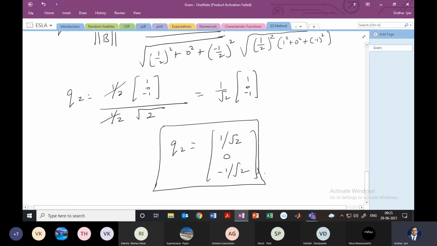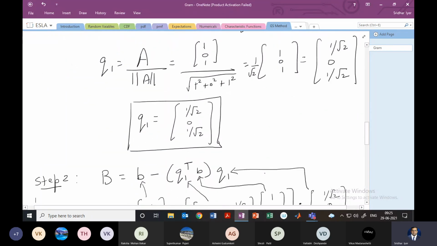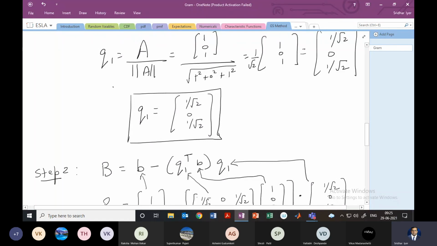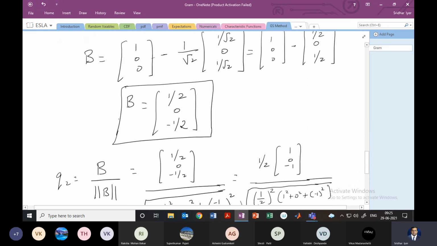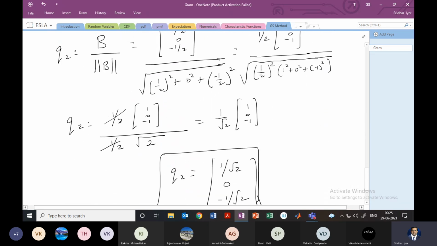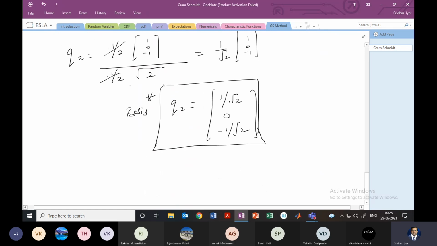So you can see in the steps, let me scroll up, you can see what we have done here. So we started with A, which is given to us, and we found Q1, right? So this is the first basis. Then we found B, and through B, we found Q2, right? We found Q2, which is the second basis. Now our task is to find the third basis.